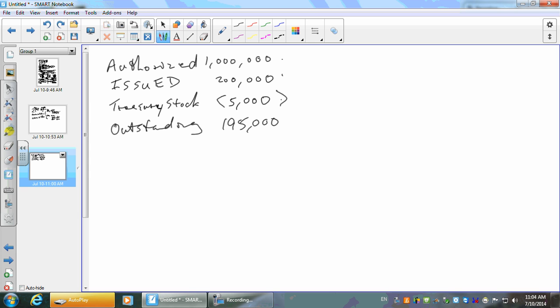Ourselves or other people? Other people. So which is it going to be? Are we going to give it to all the authorized? Well, no, 800,000 of those I'm holding, right? There's only 200,000 that were issued. Am I going to give it to every single one that was issued? No, because I'm holding the treasury stock, that stock I bought back. So how many are out there with shareholders? Outstanding. 195,000. Who's going to get a cash dividend? Those 195,000, of course. Who's going to get a stock dividend? Those 195,000. Now, a stock split's different.